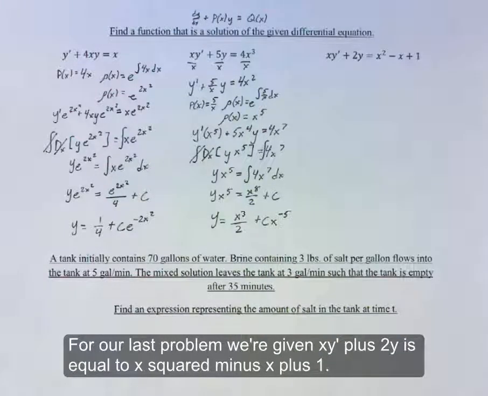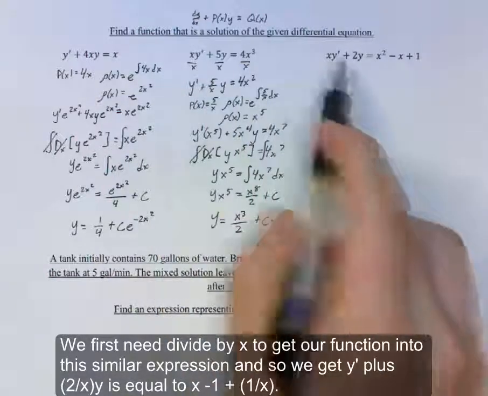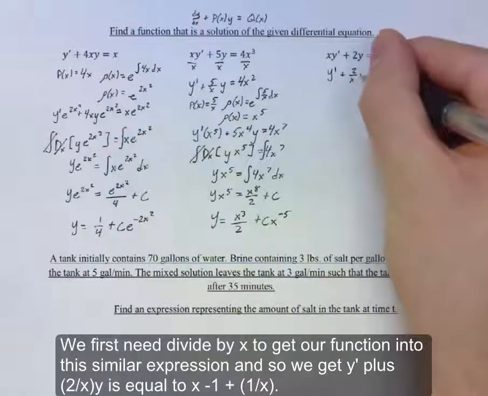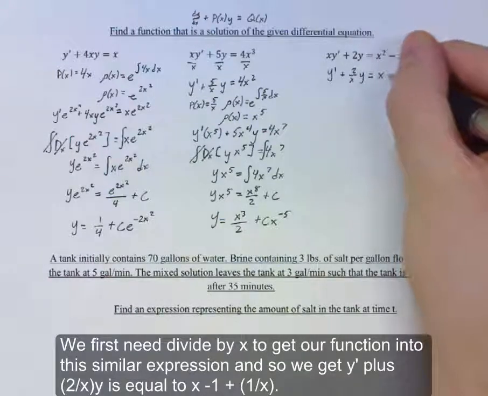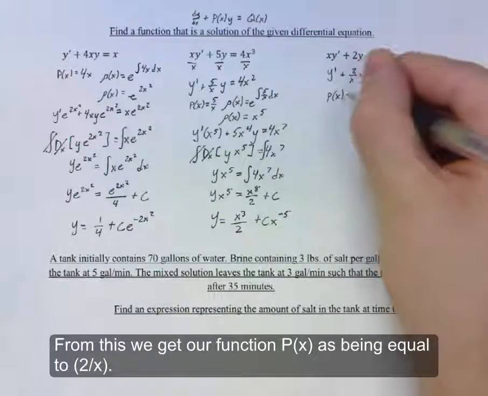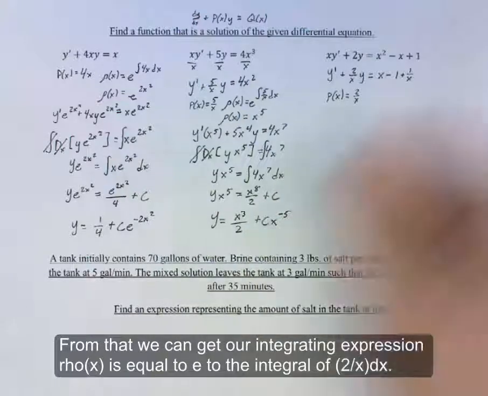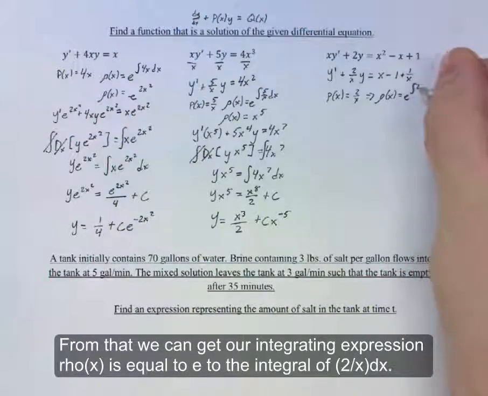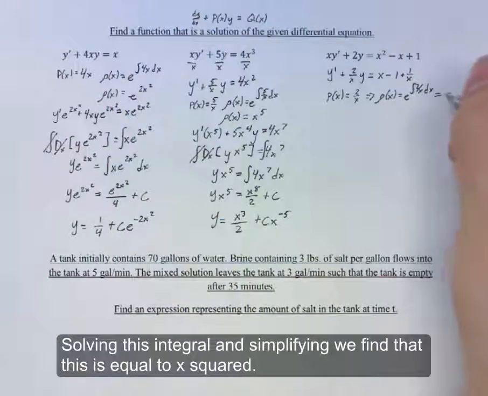For our last problem, we are given x multiplied by y prime plus 2 times y is equal to x squared minus x plus 1. We first need to divide by x to get our function into this similar expression, and so we get y prime plus 2 over x multiplied by y is equal to x minus 1 plus 1 over x. From this, we get our function p of x as being equal to 2 over x. From that, we can get our integrating expression rho of x is equal to e to the integral of 2 over x dx. Solving this integral and simplifying, we find that this is equal to x squared.